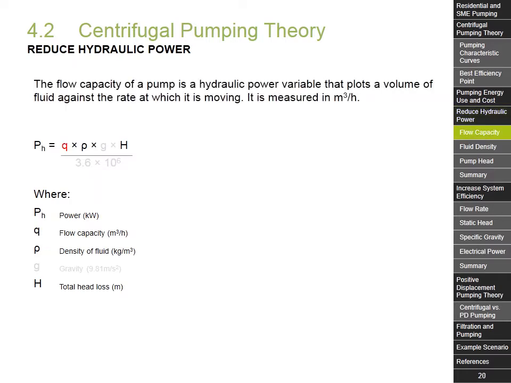The flow capacity or flow rate of a pump is a hydraulic power variable that plots a volume of fluid against the rate at which it is moving. It is measured in cubic meters per hour. Flow rate is often equated with delivery rate, and for this purpose it is generally the driving force behind pumping selection and design. That is to say that simply, people do not buy or use a pump based on its power, they buy it because it can deliver a fluid at a required rate. In this way, the power of the pump is merely in service to the flow capacity.